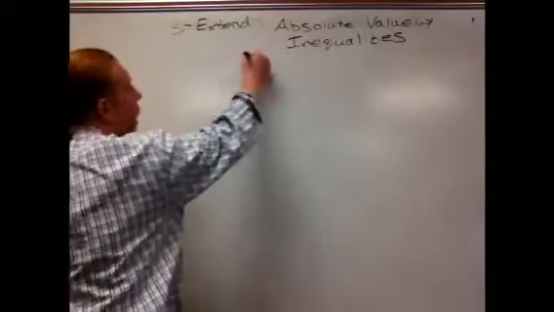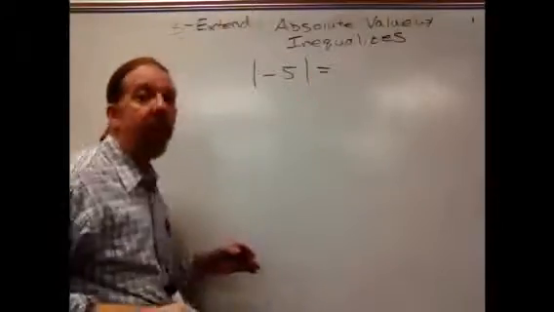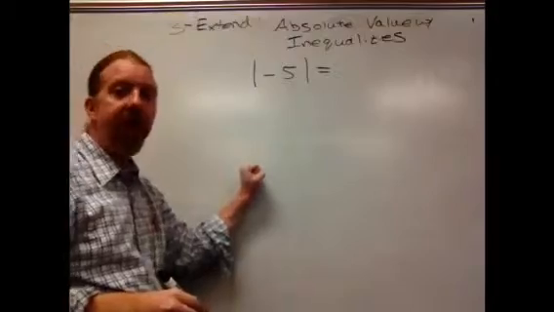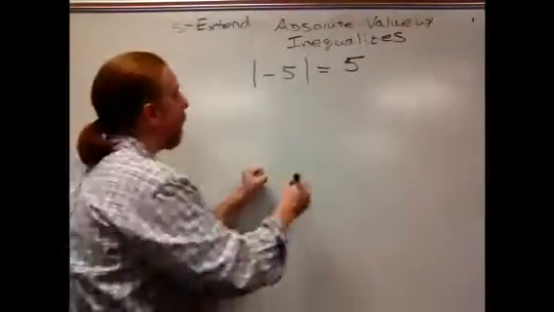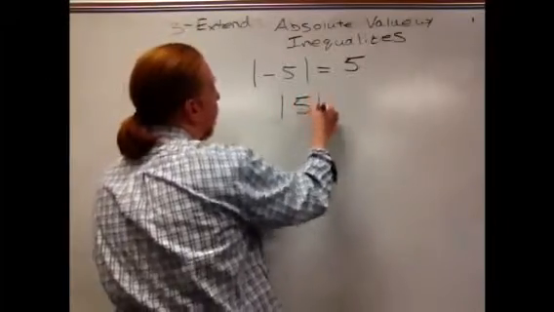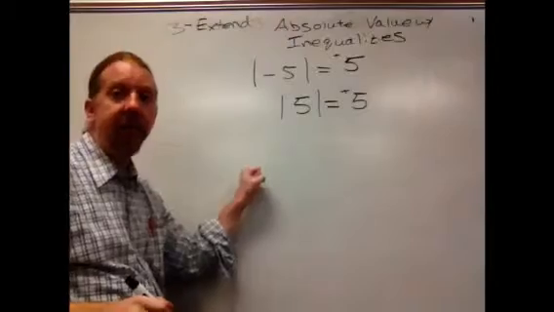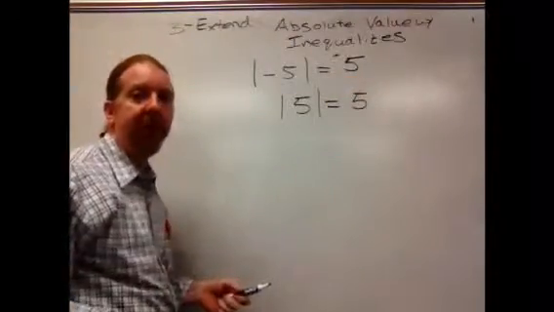Now, I have the statement, the absolute value of -5. We know that's going to equal a +5 because the role of absolute value is to strip the sign off of the number. Likewise, the absolute value of +5 is also an assumed +5. And I don't need to write those plus signs there. If there's no sign, it's assumed to be positive.